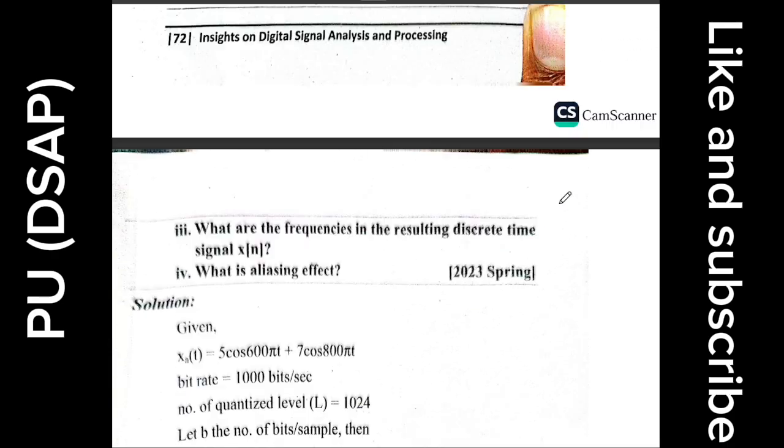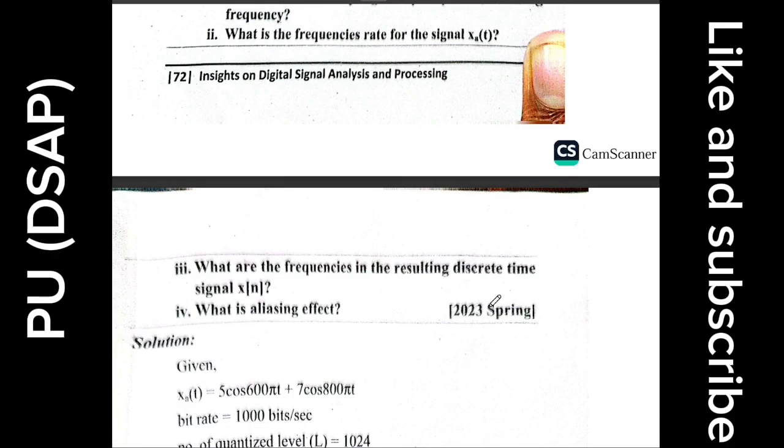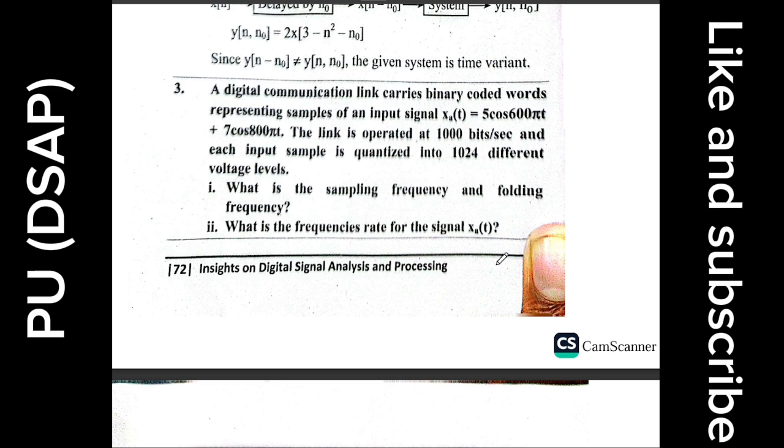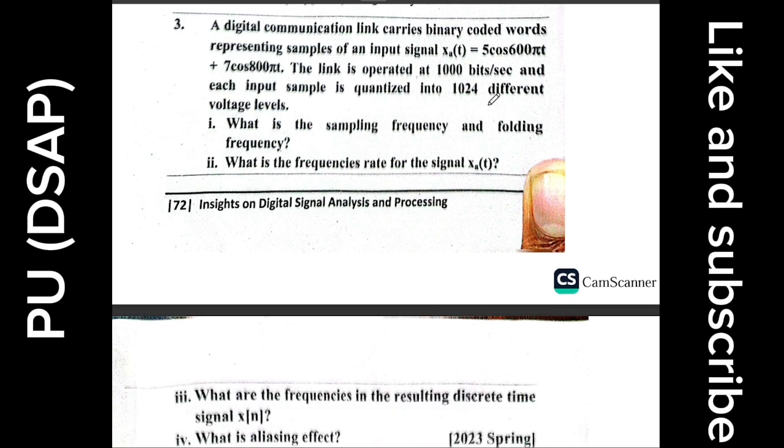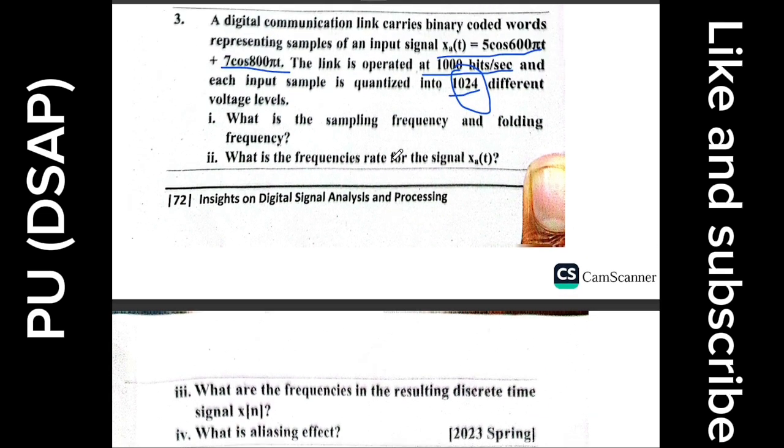This question is also very important because it was asked in 2023 Spring from Pokhara University. So let's solve it. Here we are given x(t) = 5 cos 650πt + 7 cos 850πt, and the bit rate is 1000 bits per second, and this 1024 is called the number of quantized levels, which is called L. Let's get into it briefly.